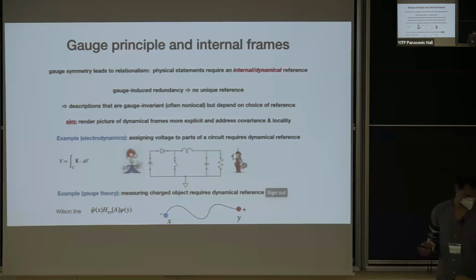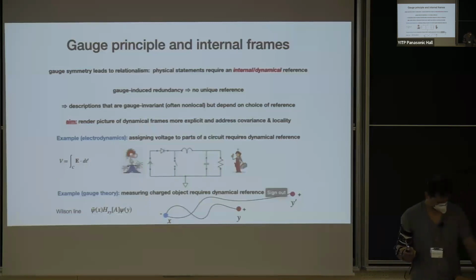And again, of course, in general, if you want to measure or describe that antiparticle, there will be many different ways. You could have chosen maybe some other particle and some other Wilson line to describe it. And that is a gauge invariant description, but it depends on a different dynamical reference.